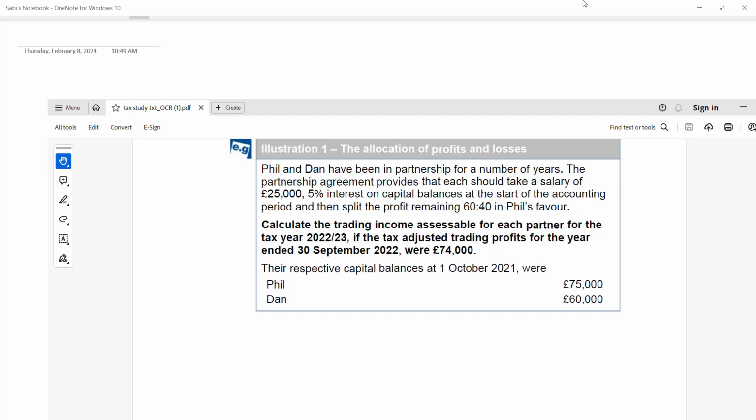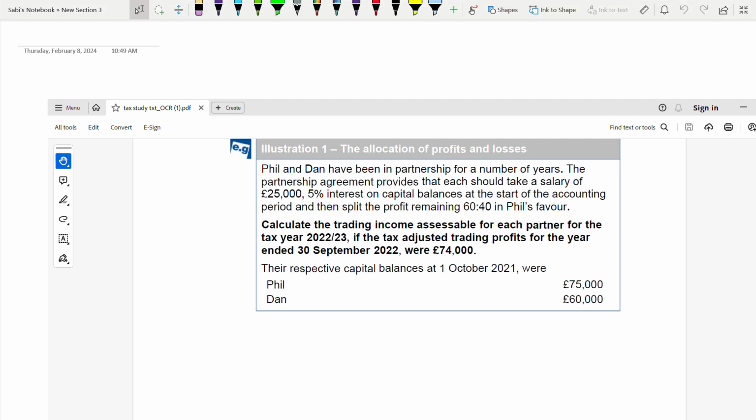We have two questions to attempt, illustration 1 and test understanding 1. Illustration 1: you have the opening capital balances for both Bill and Dan, 75,000 and 60,000. Interest on capital is 5%. Then 25,000 each should take a salary, and profit is split on a 60-40 basis. So profit is 74,000.